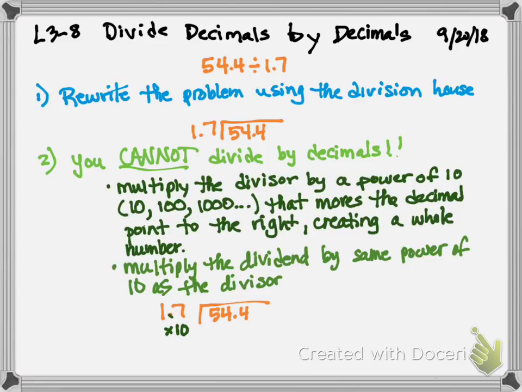So if I multiply by 10, it moves the decimal point to the end. And now I have the number 17. Now I have to multiply the 54.4 by 10, which moves the decimal point one place. So the problem now becomes 17 dividing into 544. Okay?